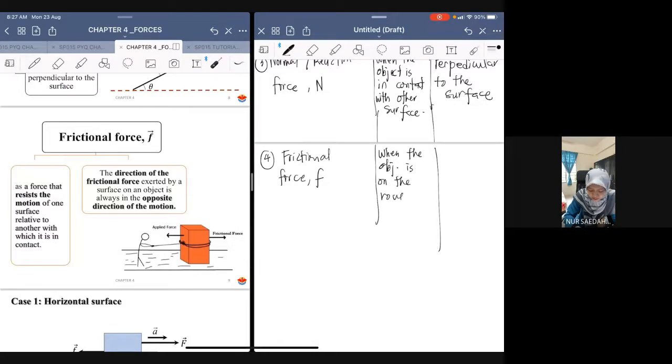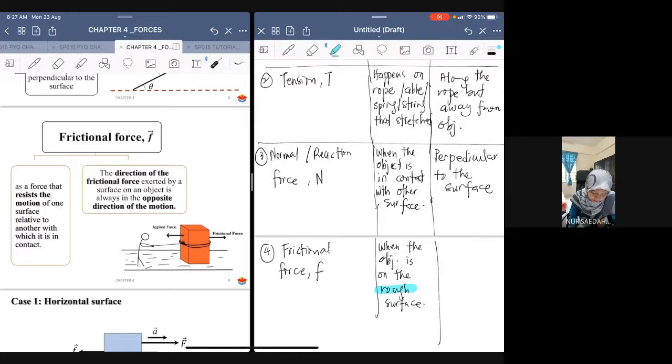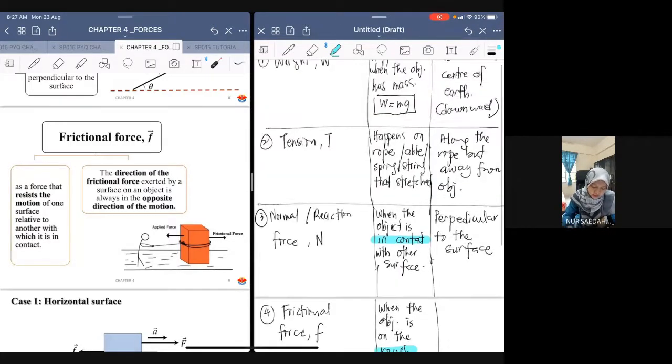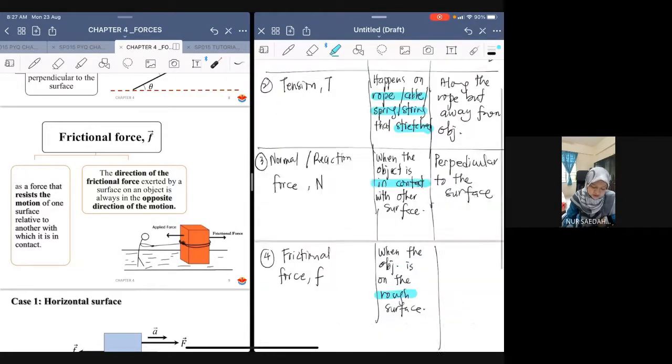Yang ni madam yang buat tau. Yang definition korang boleh tengok lah dalam lecture notes. Sebab madam buat benda ni sebab nak korang kena tahu bila benda tu berlaku. Okay, so kita mungkin highlightkan ni in contact. Maksudnya dia bersentuhan. Normal reaction force bila dia bersentuhan. Tension bila ada rope, string, cable yang tengah stretch. Okay, so weight bila objek ada mass dengan gravity lah.